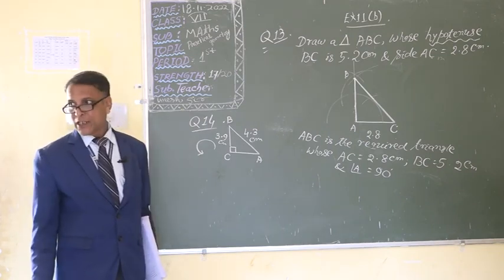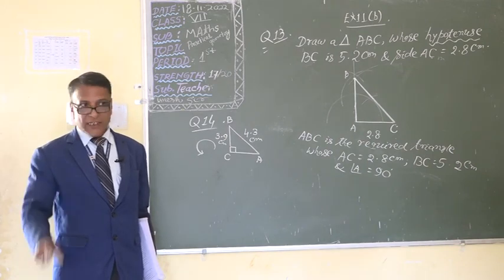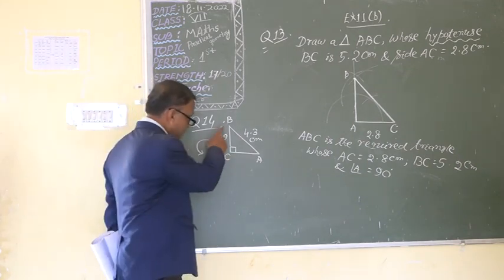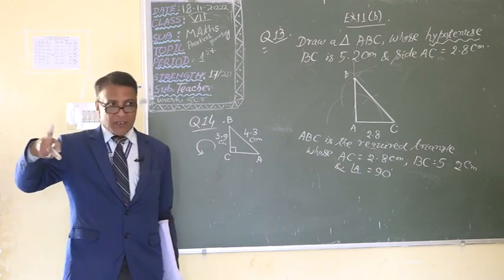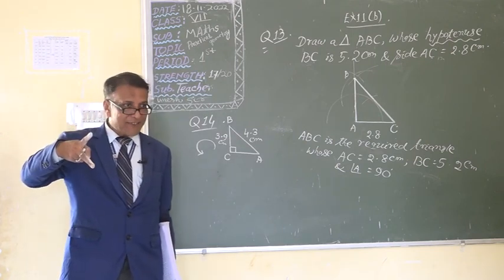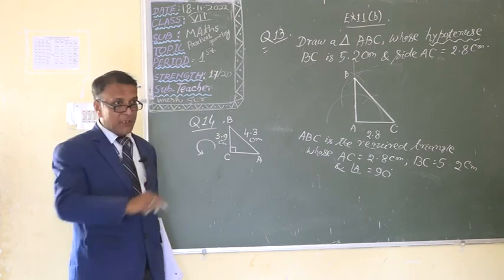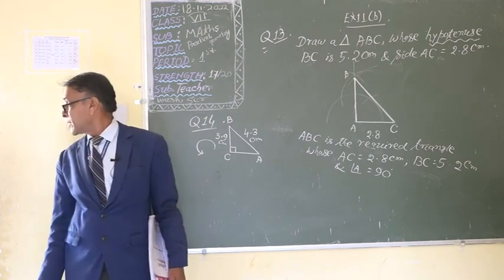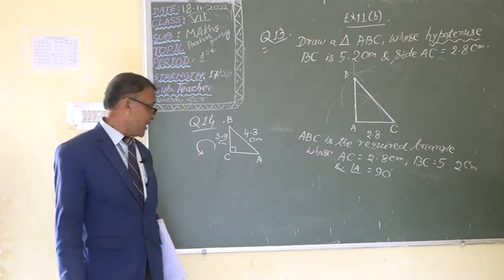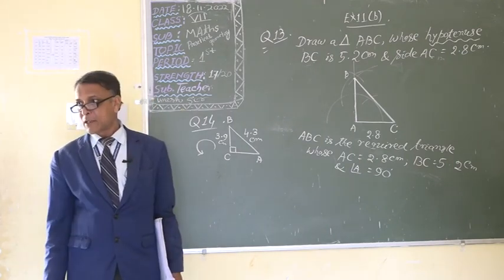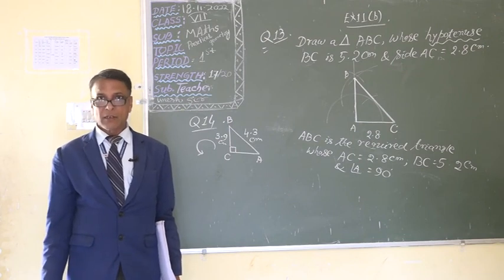At point C, you draw the 90 degree. Then BA is 4.3 centimeter. Measure 4.3 centimeter from your scale and you cut over that perpendicular line. Then you will get the hypotenuse AB, and finally you will get the triangle.